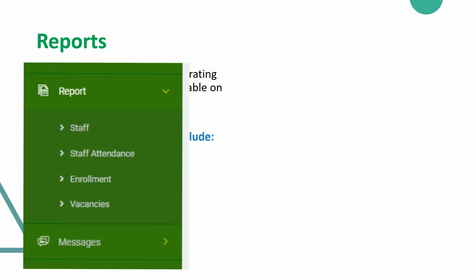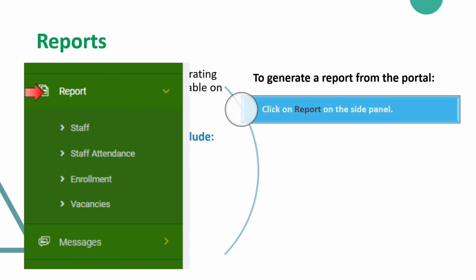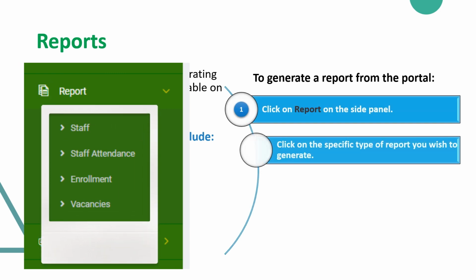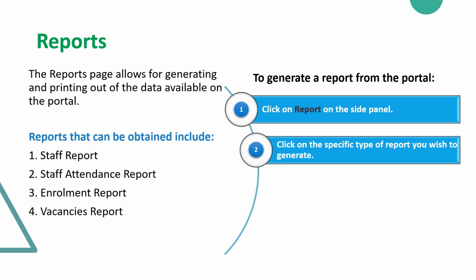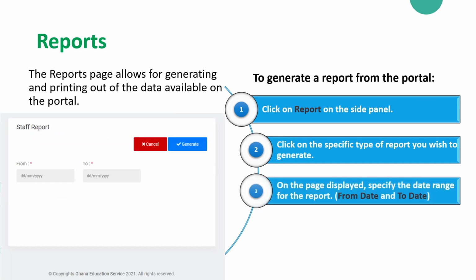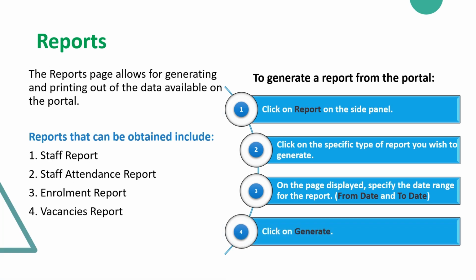To generate a report from the portal, click on Report on the side panel. Click on the specific report you wish to generate. On the page displayed, specify the date range for the report, as the from date and to date. Finally, click on Generate.